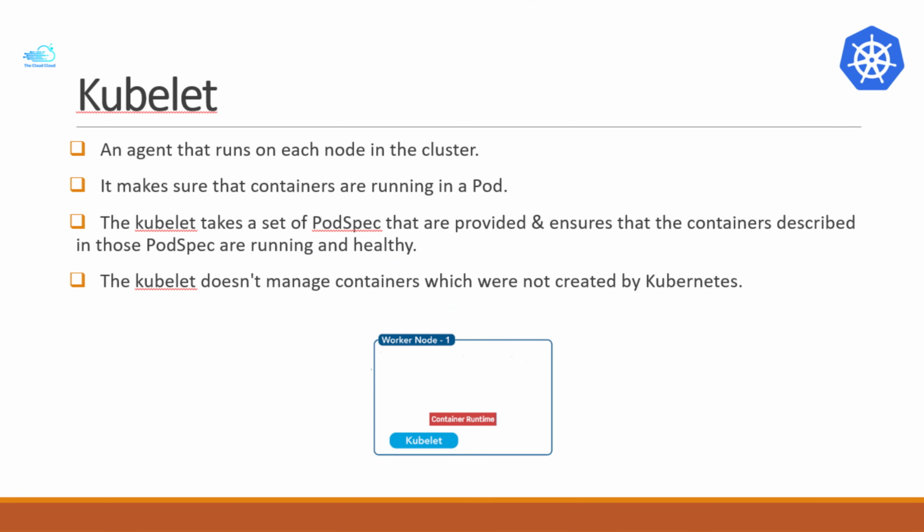Kubelet is nothing but an agent that runs on each node in the cluster. It makes sure that containers are running in a pod. The Kubelet takes a set of pod specs that are provided through various mechanisms and ensures that the containers described in those pod specs are running and healthy.